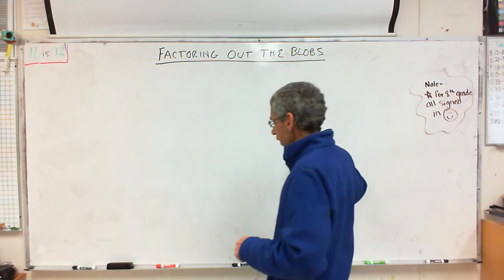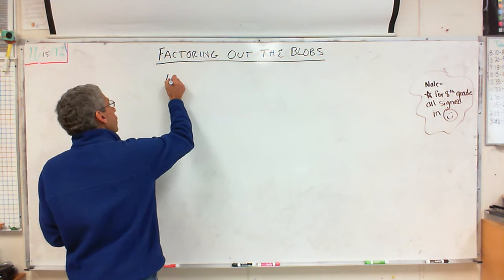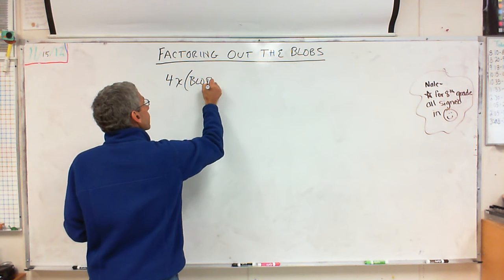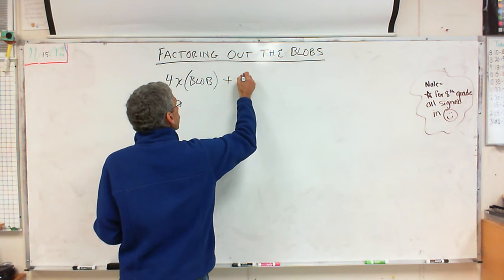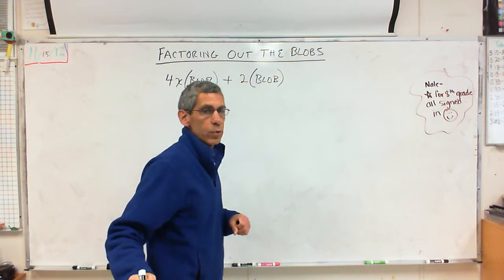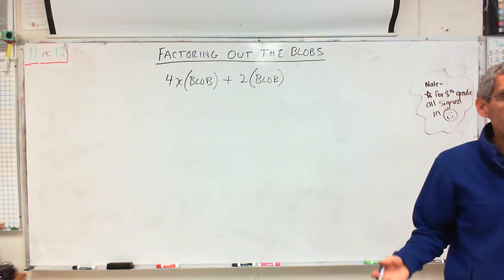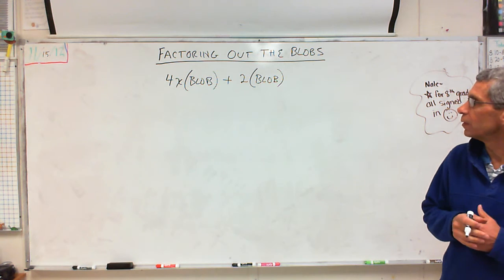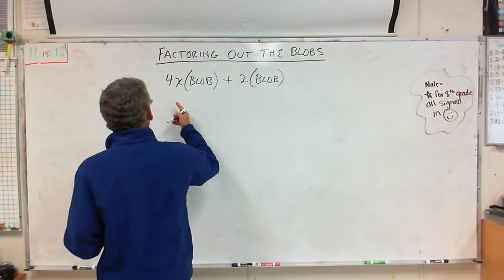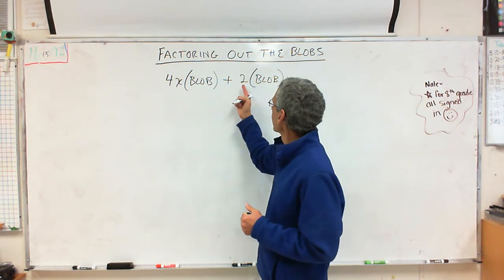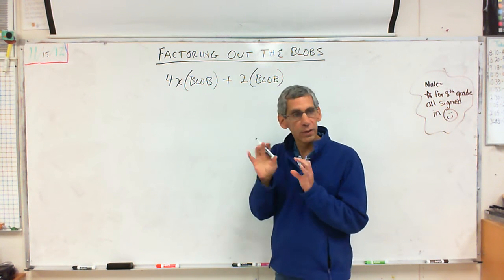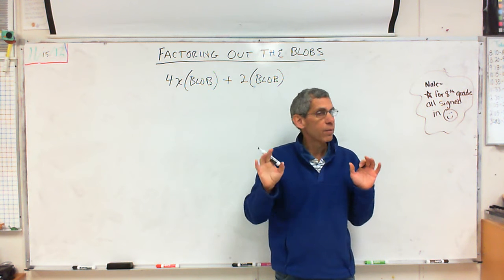And so if I wrote something like this, 4x times blob plus 2 times blob. Pretty straightforward. What would I do? What do we notice is true in both of them? They both have blob. They both have blob. Okay, so that's what I'm going to focus on. I'm not going to focus on the 4x and the 2 that I could actually factor out of 2. I'm not going to worry about that. Really, all I'm worried about right now is factoring out the blob.